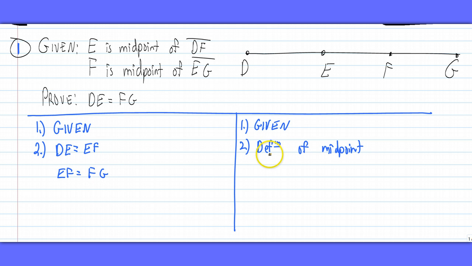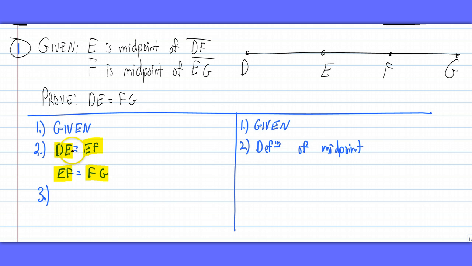It's the same thing, same reason as step number 2. So here is my full step number 2. DE equals EF and EF equals FG. On to step number 3. Now I see that DE is something that I want to try to prove, and I want to end up with FG. Well, DE is equal to EF. Here is that same EF equal to FG.